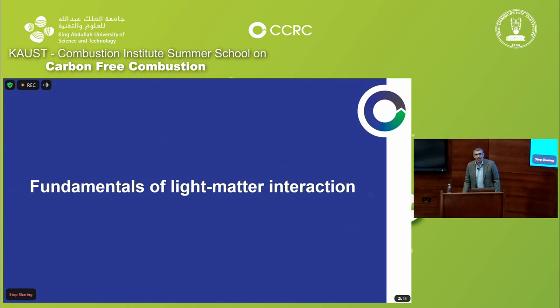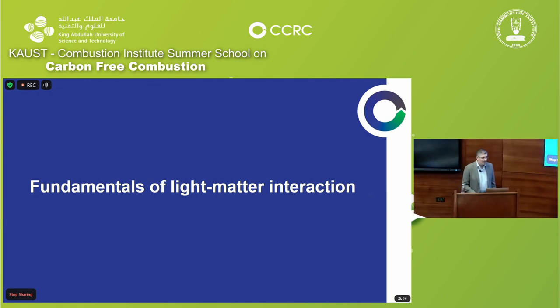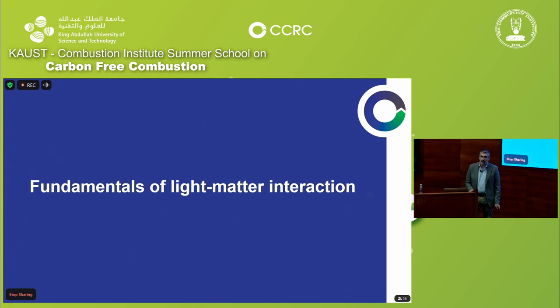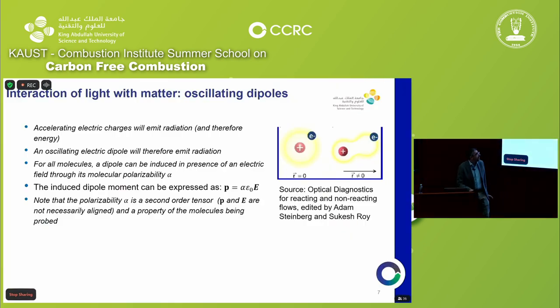Okay. So now I take a step back. We'll just spend, I promise, not too long on some really fundamentals of light-matter interaction, just trying to understand where this powerful technique comes from. Going to the very basics, if I have an accelerating electric charge, this will emit radiation. If I have a dipole moment, so if I have a distribution of charge that's not symmetric, for example, like I'm showing in the picture here on the right side, and this dipole will oscillate, it will emit radiation.